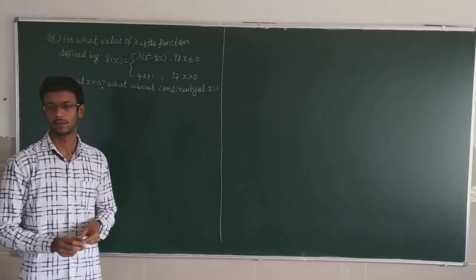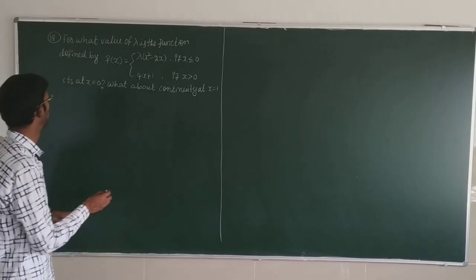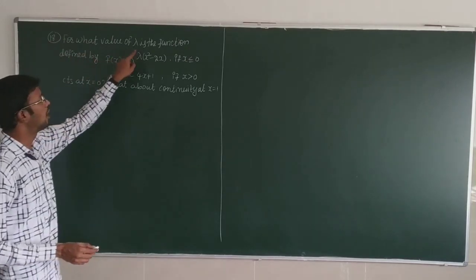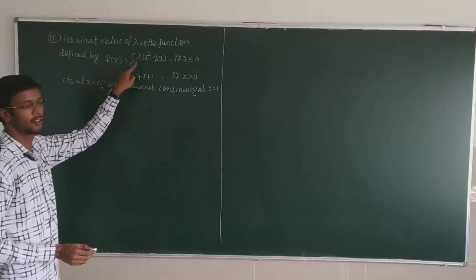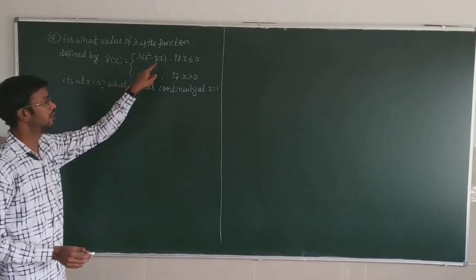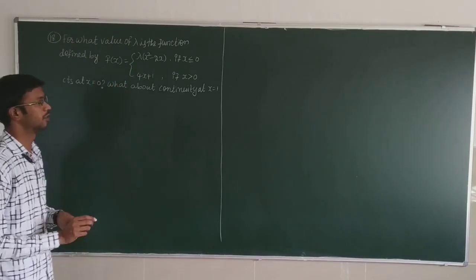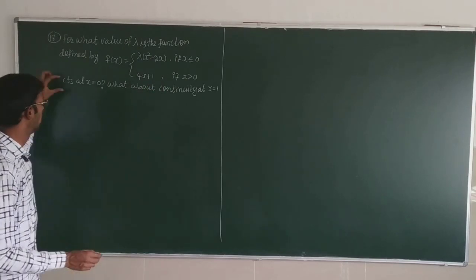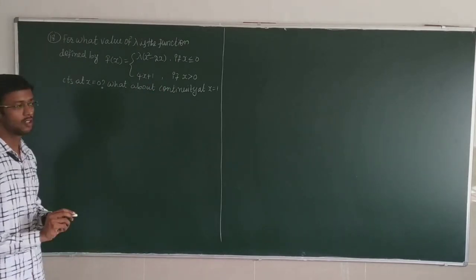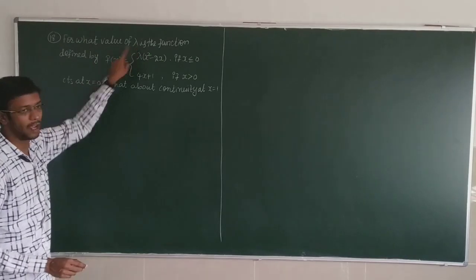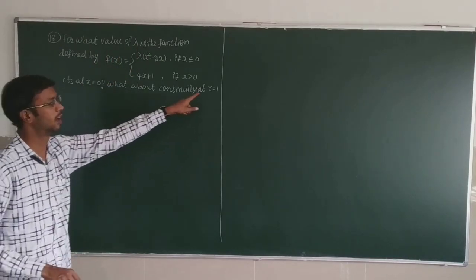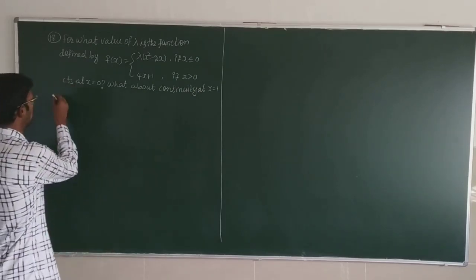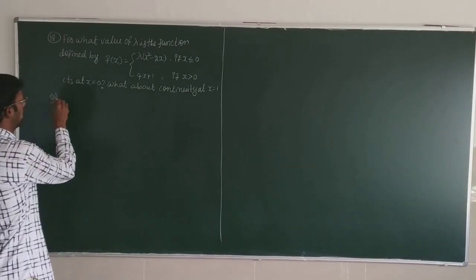Pause the video. Next, problem number 18. For what value of lambda is the function defined by f of x is equal to lambda into x square minus 2x, and 4x plus 1, continuous at x is equal to 0? For which value of lambda is it continuous at x is equal to 0? And what about x is equal to 1 also? Nothing, this is a simple and important problem.